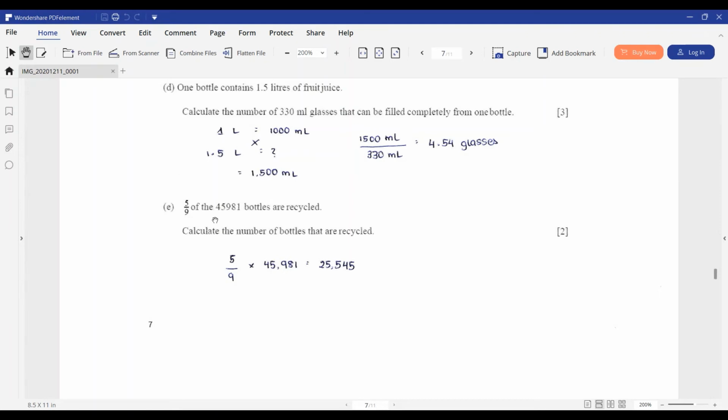Part E. 5/9 of the 45,981 bottles are recycled. Calculate the number of bottles that are recycled. So what we're going to do is take 5/9 multiplied by 45,981. You may ask me why multiply. This is because of the keyword "of". Of basically means multiply. So we're going to take 5/9 multiplied by 45,981. You should get an answer of 25,545. These are the number of bottles that are recycled.